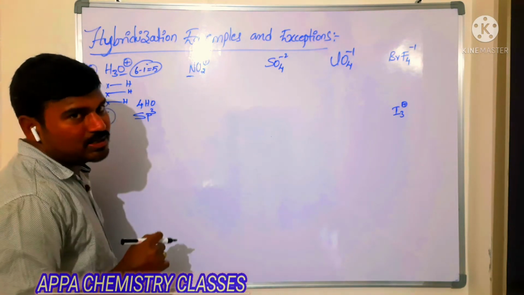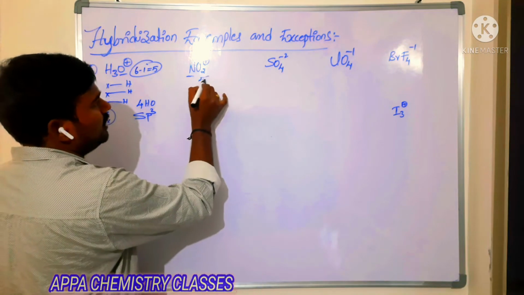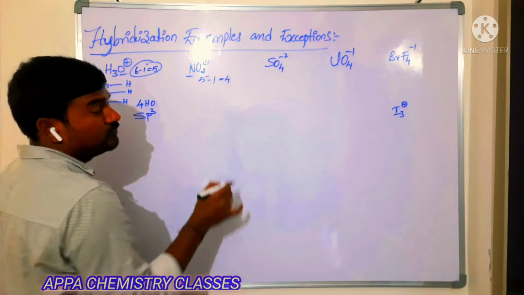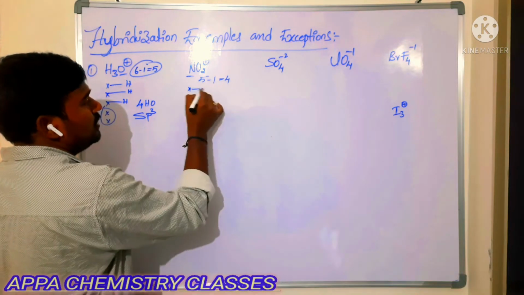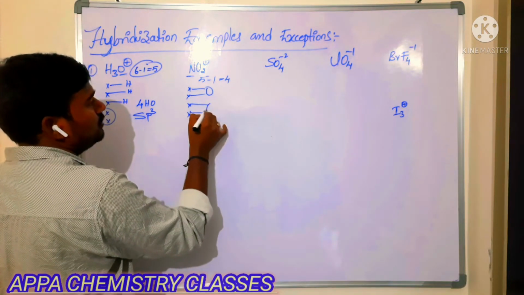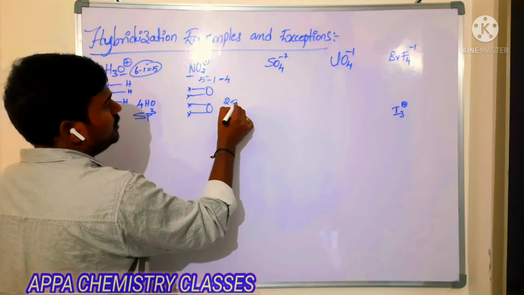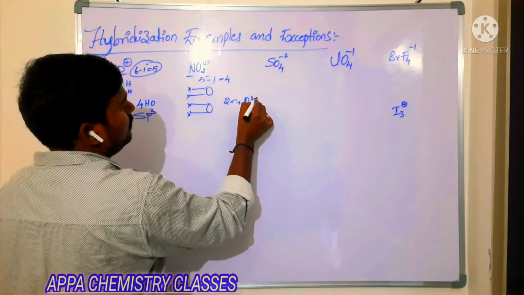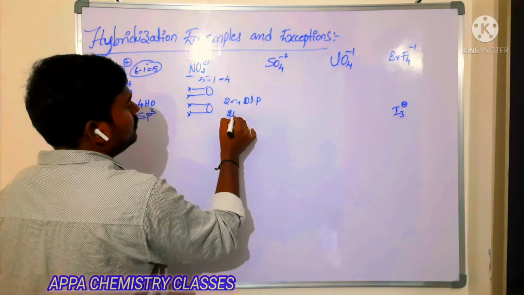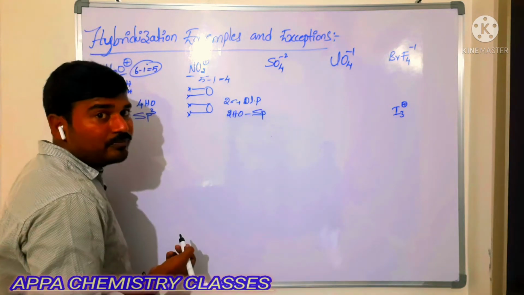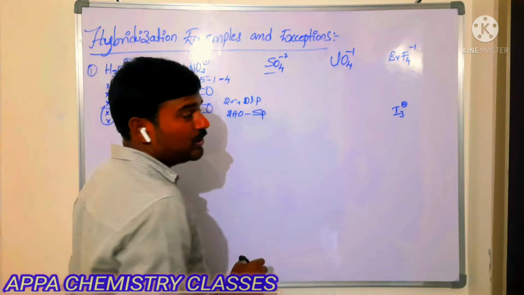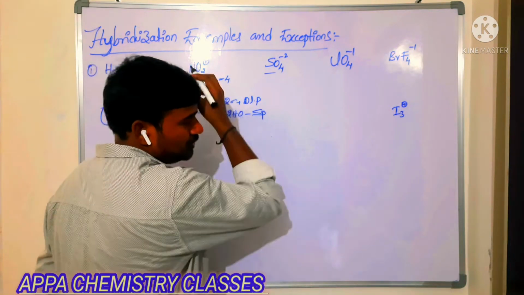Nitrogen with plus charge. Nitrogen actually has 5. That is 5 minus 1, that is 4. Okay na? So 4 dots. So each oxygen requires 2. So 2 sigma bonds, 0 lone pairs, 2 hybrid orbitals, 2 hybrid orbitals in the sense sp hybridization, linear. So SO4 minus 2.